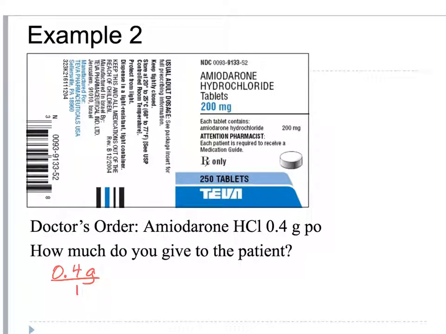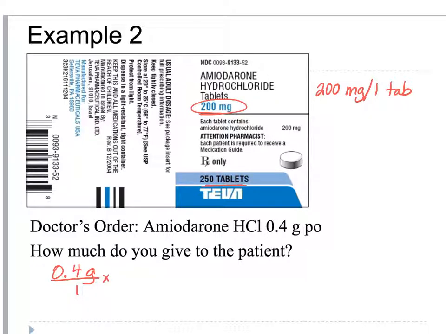Now I need to go to the label and figure out what my strength is. So I need to be careful here. It does tell me how many tablets there are, but that actually is not part of our dosage strength. Our dosage strength has to do with our weight per tablet. So we can see here that it's 200 milligrams. So that means our strength is 200 milligrams per 1 tablet.